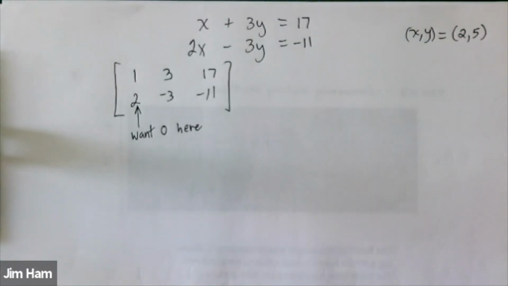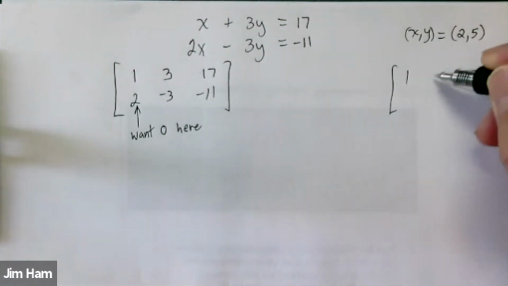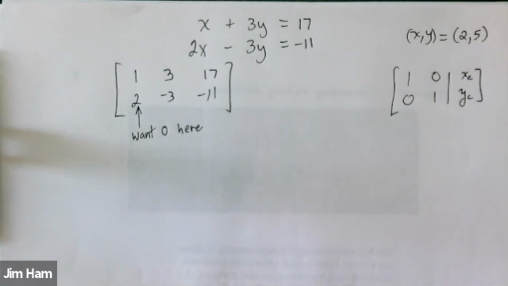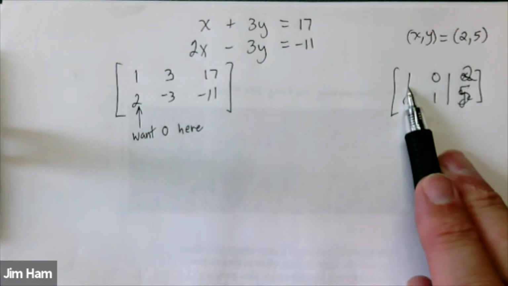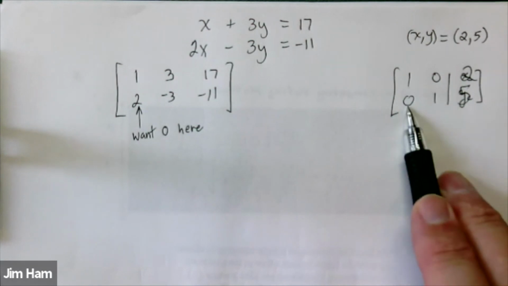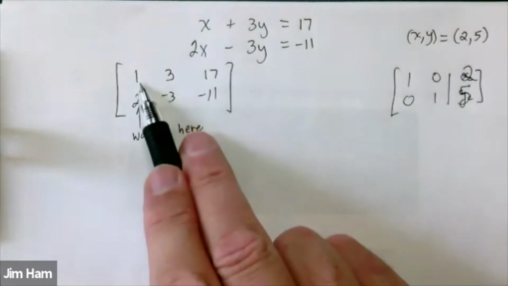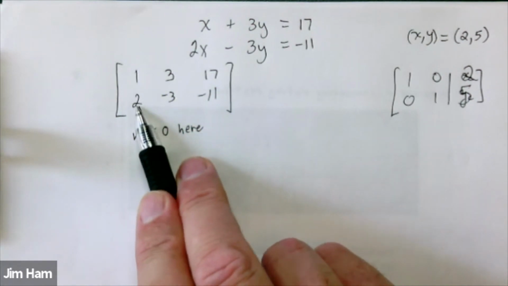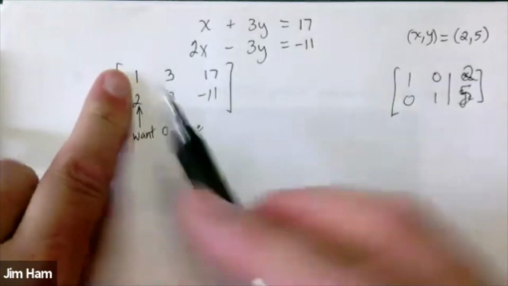We want 0 there, so the first number we're going to try to get rid of is that 2. Ultimately, we want our final matrix to look like this, where your solution is over here, 2, 5. We want it to look like this. So we want a 1 in this spot, and we want a 0 in this spot. We've already got the 1 in this spot, so we need to put a 0 in this spot. So I'm going to use these two coefficients.